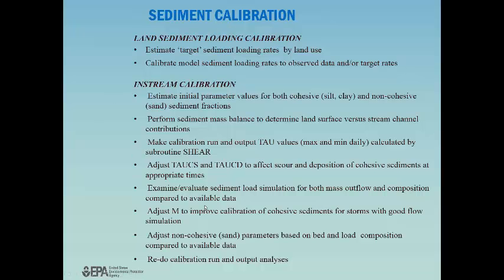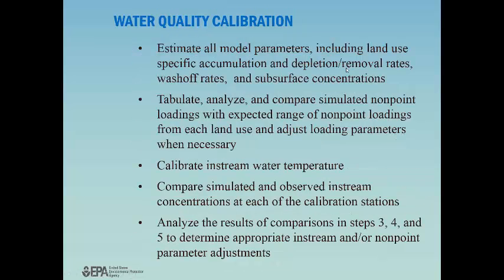There are model parameters for shear stress and critical values of shear stress for scour and deposition that are adjusted to allow you to impose that type of variation throughout your watershed. Water quality calibration involves estimating all the parameters associated with land use specific accumulation and removal rates, wash-off rates, and subsurface concentrations, calculating these loading rates compared to your non-point loading rates, calibrating in-stream water temperature, comparing observed and simulated concentrations, and then analyzing the results and seeing if iteration is needed, or if you are matching close enough.